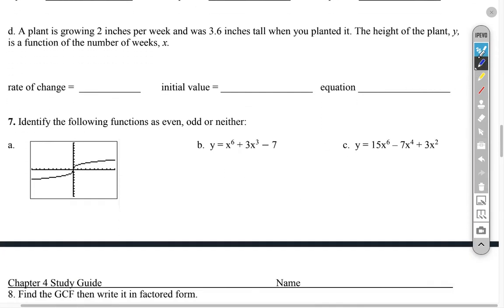All right. A plant is growing 2 inches per week and was 3.6 inches tall when you planted it. The height of the plant Y is a function of the number of weeks. All right, so basically we just need to pull out some important information. So it's growing 2 inches per week, right? So we've got per right here. This is a rate word. And whenever you see your rate word, that is your rate of change. So we can go ahead and plug that in. So 2 inches per week is going to go right here.